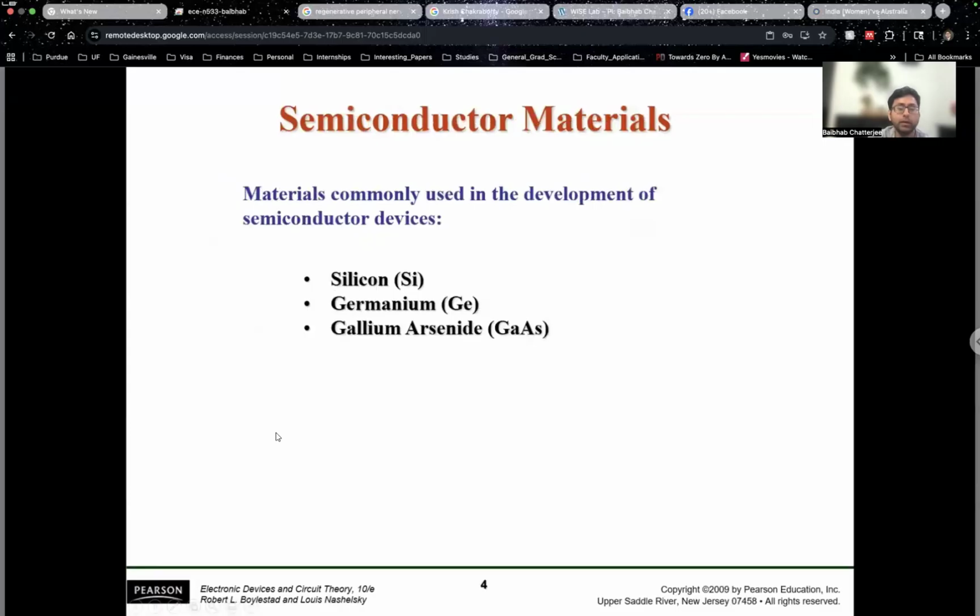Now you can create the diode with different kinds of semiconductor materials. Why do you need a semiconductor material? Because, as you saw, it's a very interesting property for the diode. It's not a conductor. It's also not an insulator. The value of the current that flows through the diode is determined by the voltage and how you apply the voltage across the two terminals. So it's somewhere in between a conductor and an insulator.